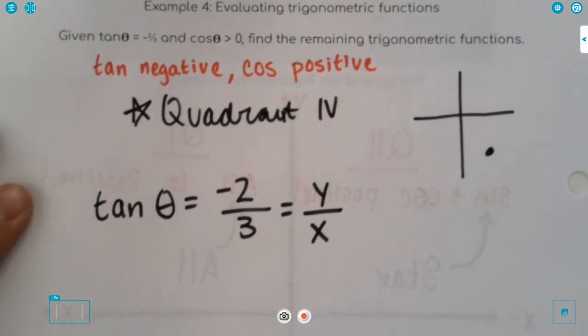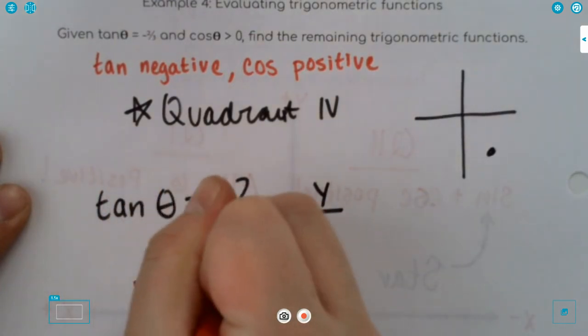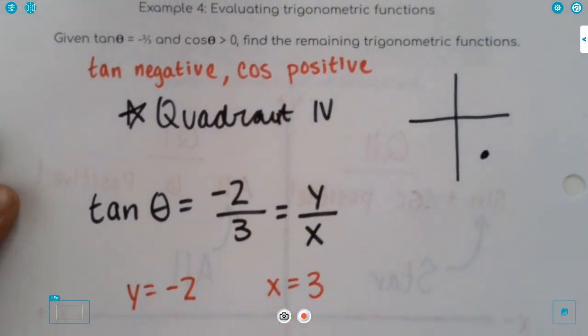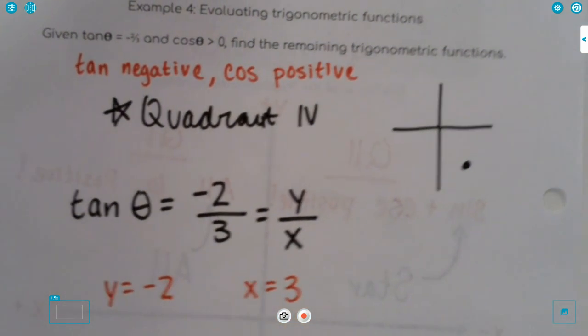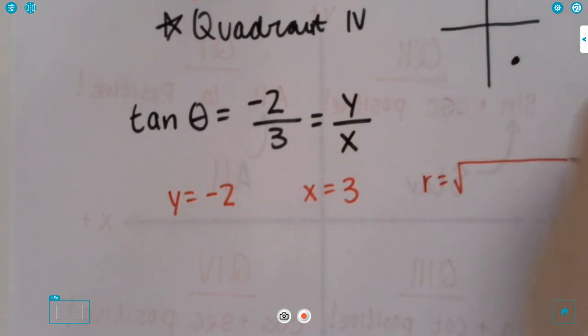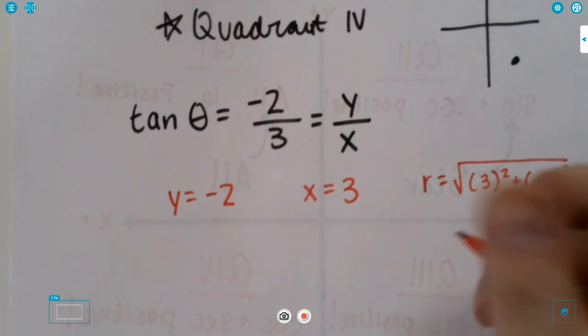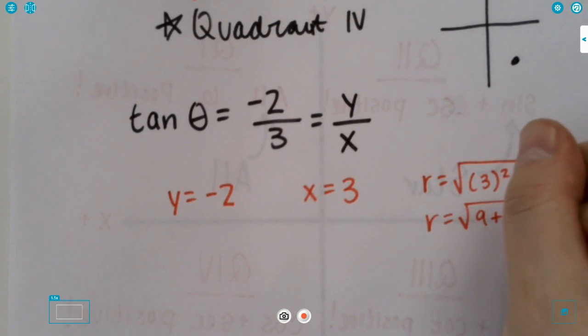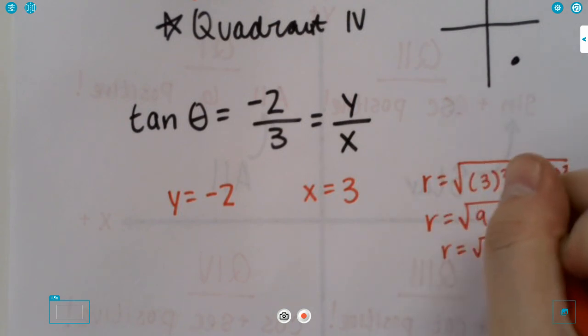So we're now able to use y is negative 2, x is positive 3, and we need to solve for r. So r is the square root of x squared plus y squared. So that'll be 3 squared plus negative 2 squared. So that'll be square root of 9 plus 4, which is square root of 13.